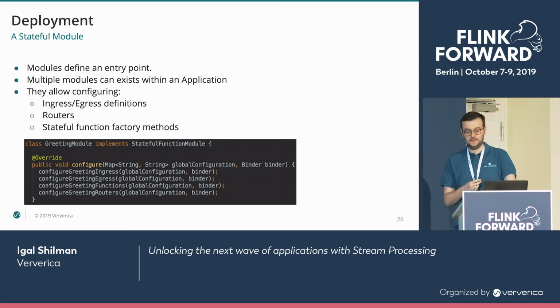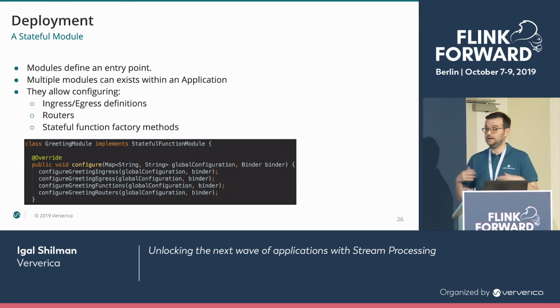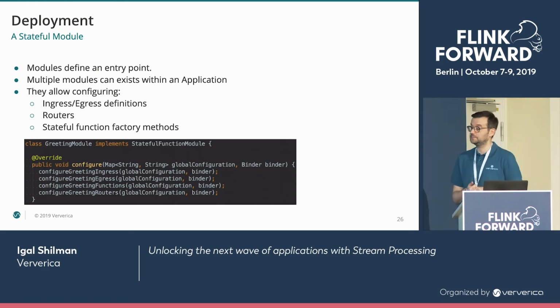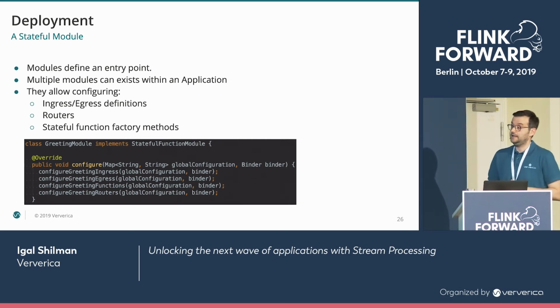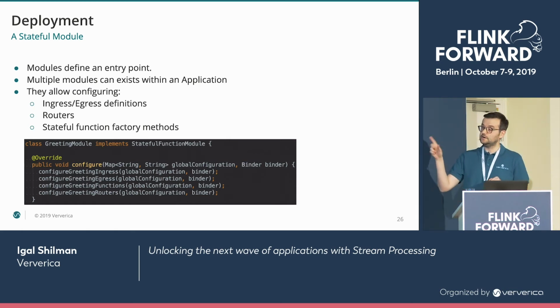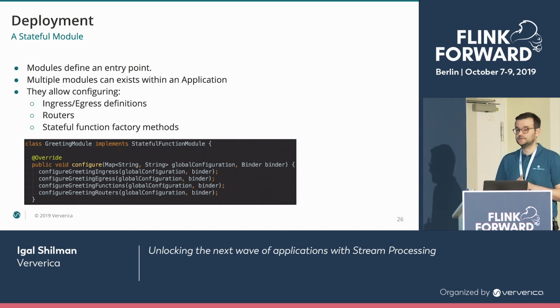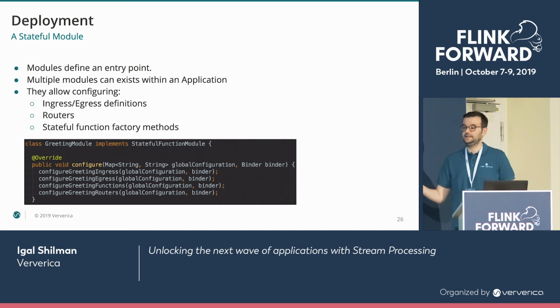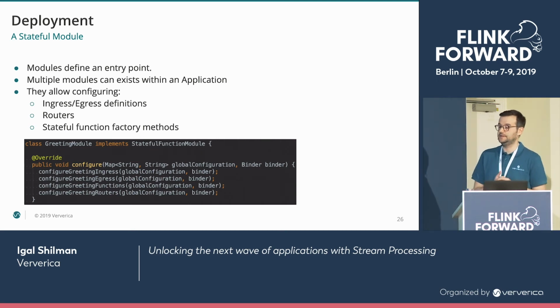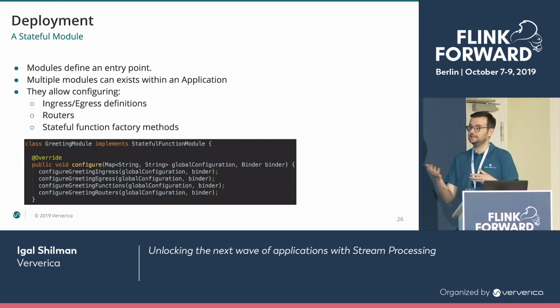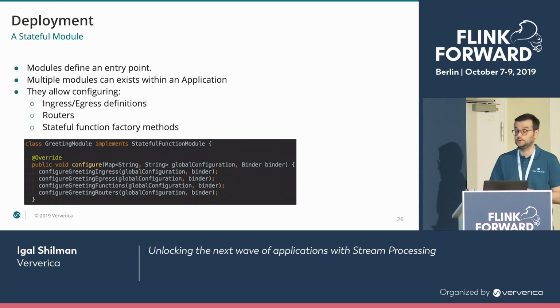And the configure method is where you can actually bind everything. You can bind your functions, like function factories, and ingresses and routers and so forth. And what would happen is the runtime would discover all of those stateful function modules and basically wire up the entire application and translate all of those stateful function concepts to a Flink job.